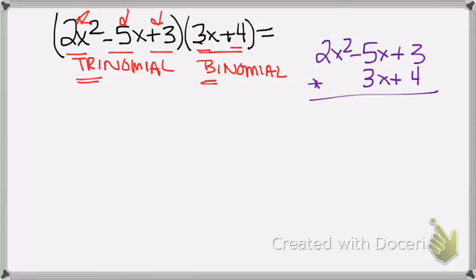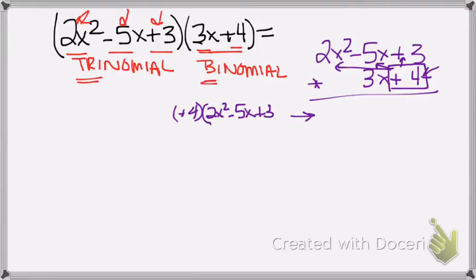And then I'm going to multiply these together, and typically we start from the digit furthest to the right, or the term furthest to the right, and this particular digit or term gets multiplied by each of the digits or terms of the top thing. So essentially what I'm going to write in this line is the result of taking positive 4 and multiplying it by 2x squared minus 5x plus 3.